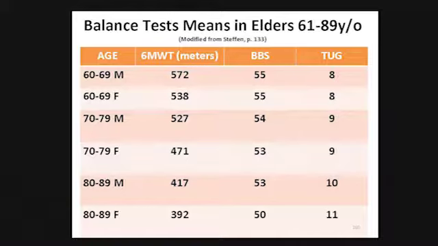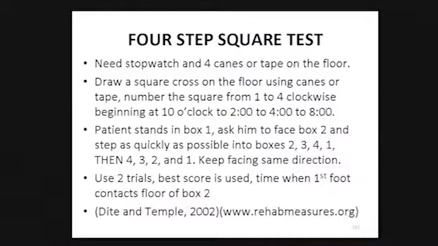Here are some balance test means across the ages. Males or females in their 6th decade through their 8th decade. 6-minute walk test. How many meters could they walk in 6 minutes? First column, Berg Balance Scale and the Timed Up and Go. This is a different test. I don't see it used that much in the elderly, called the 4-square step test, but just throwing it in because it's quick, it's easy. All you need is what they say is 4 canes and a stopwatch.